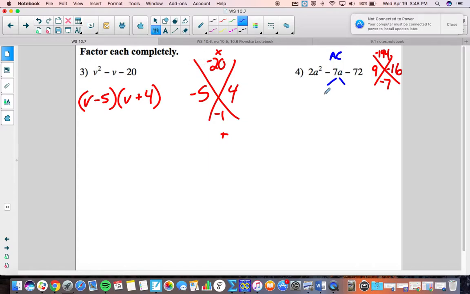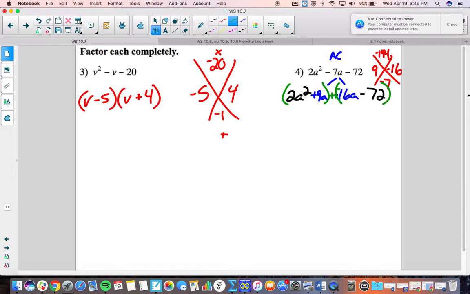Instead of writing negative 7a, I'm going to write positive 9a minus 16a. And the 2a squared comes down in front, and the negative 72 goes at the end. So now we do factor by grouping. The third term is negative, so I need to add the opposite to address the fact that that third term is negative inside the parentheses.